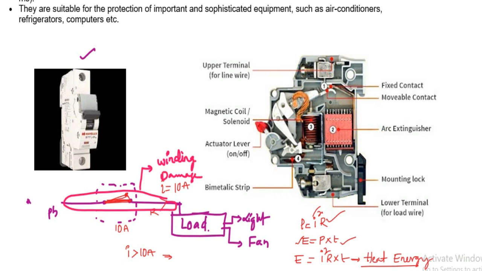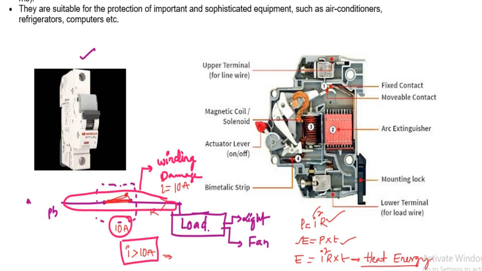So we have to prevent this action, right? We have to prevent the winding from burning out. That is possible by opening the circuit whenever there is a high current. Whenever there is a current greater than the specific value of the circuit, we need to break the circuit. We need to open the circuit. So that is what MCB is doing here.